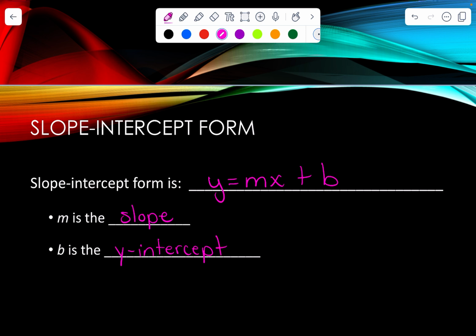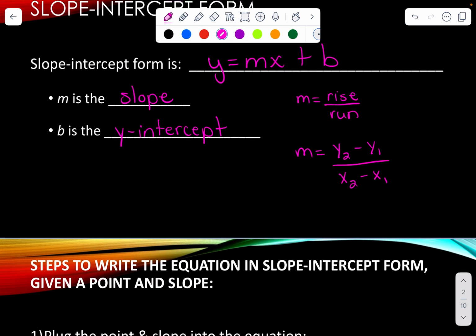Okay? Now, a couple things we're going to need to know. Number one, the slope, given a graph, we could count it. Rise over run. Remember, slope is rise over run. If we're given ordered pairs, we're going to have to use our formula, y sub 2 minus y sub 1 over x sub 2 minus x sub 1. Okay, so we're going to have to use some of that today as we write our equations in slope-intercept form.